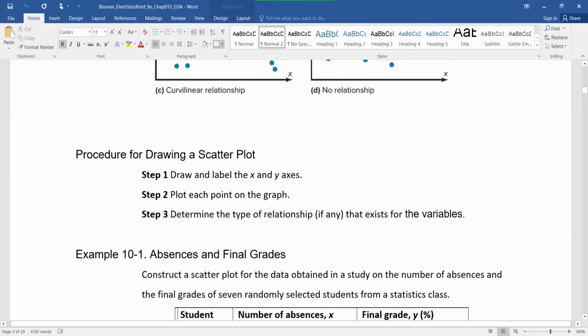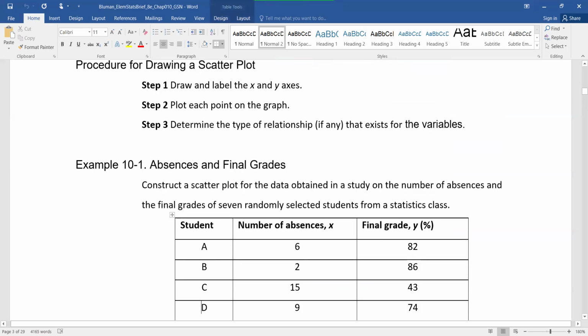All righty. So procedures for drawing a scatter plot. First, draw and label your X and Y axis, just like we did with our histograms and bar charts and all the other graphs at the beginning of the semester. Step 2, then plot each point on the graph, just like you would do normally. And then determine the type of relationship, if any, that exists for the variables. So once you visually graph it, then you just ask yourself, all right, is this positive, negative, no, or is it curvilinear? Does it make a more quadratic look?